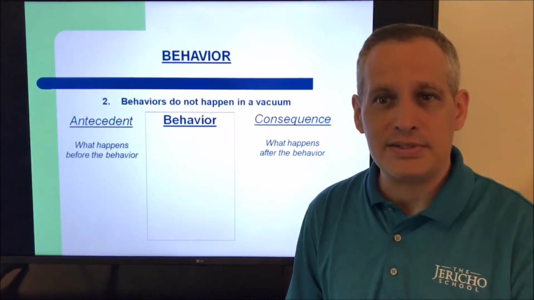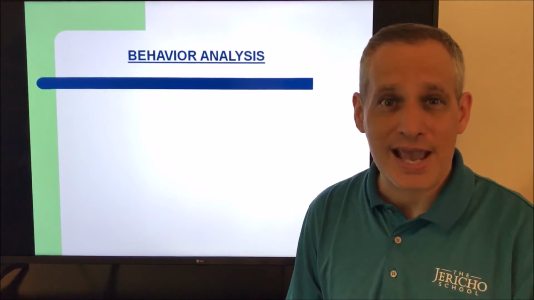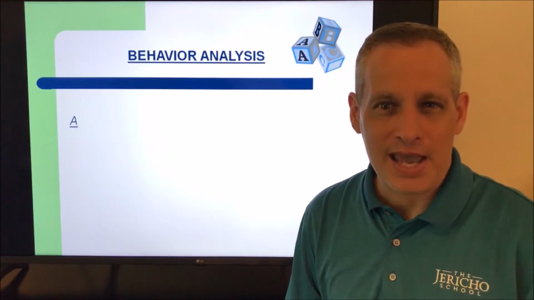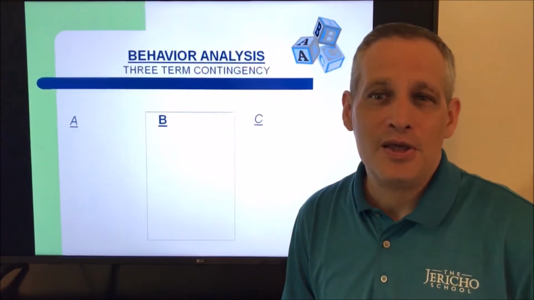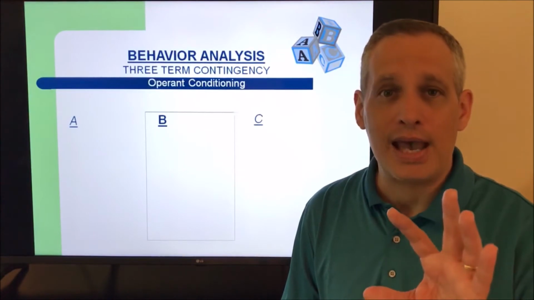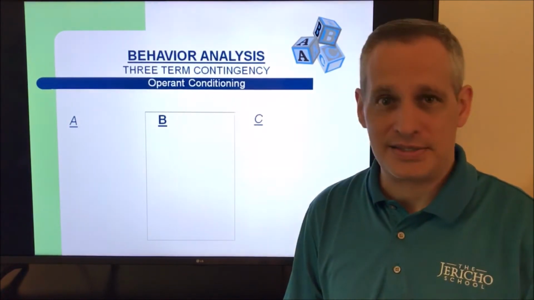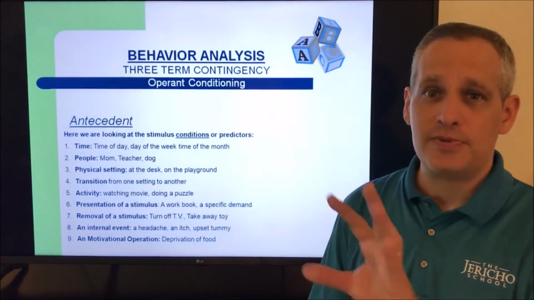So looking at the antecedents, the behavior, and the consequences, that's why we say behavior analysis is as easy as ABC: the antecedent, the behavior, and the consequence. This is typically called the three-term contingency, or what Skinner called operant conditioning, and looking at applied behavior analysis as a science of learning. So the antecedent is the stimulus that happens before the behavior.